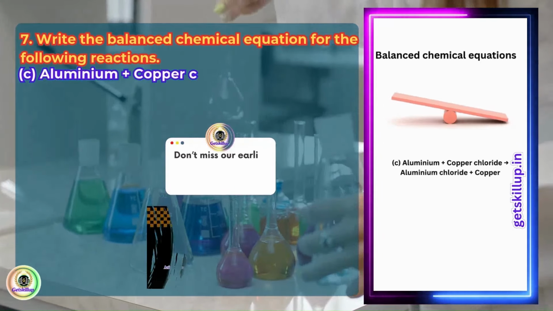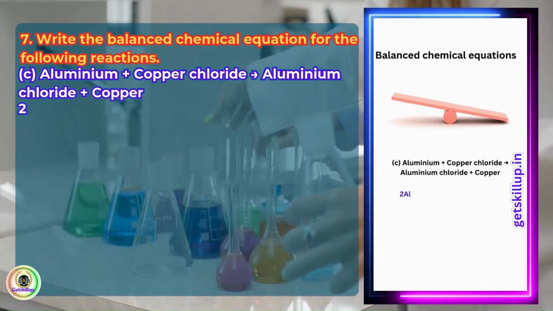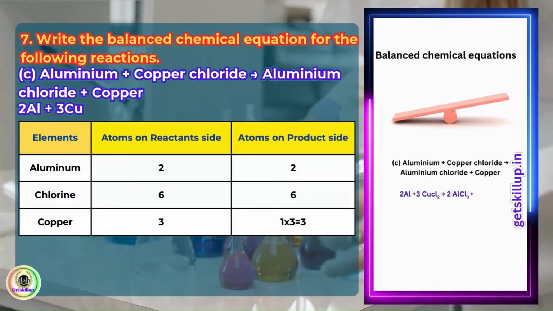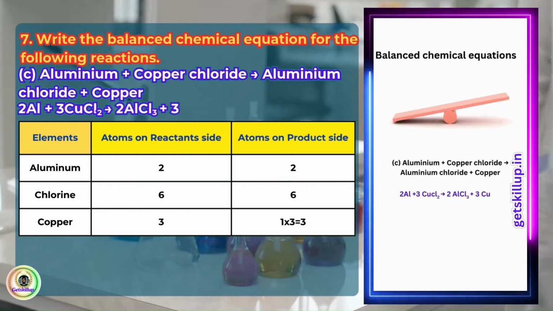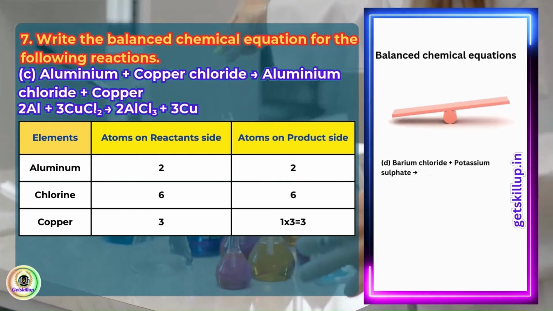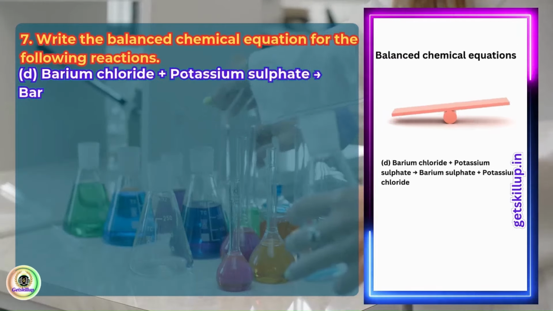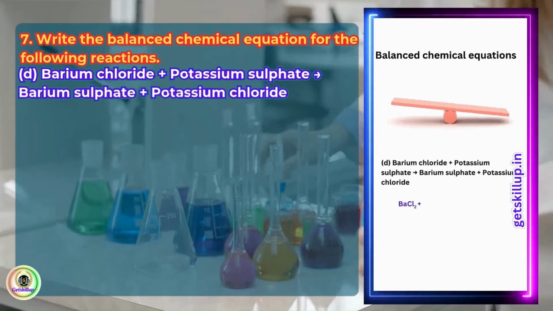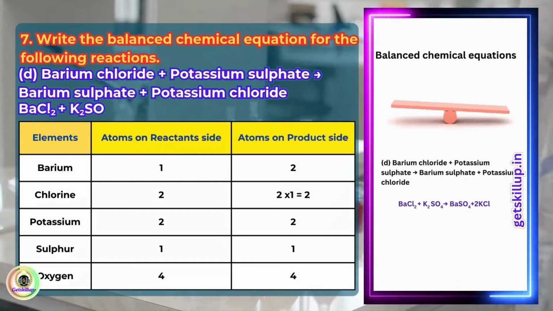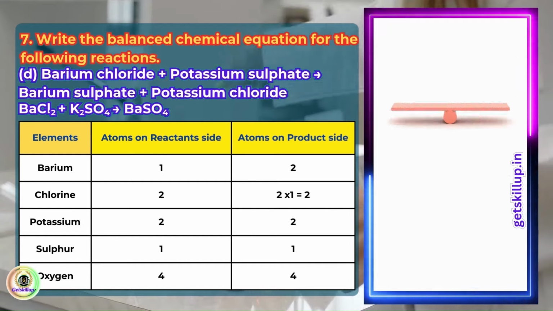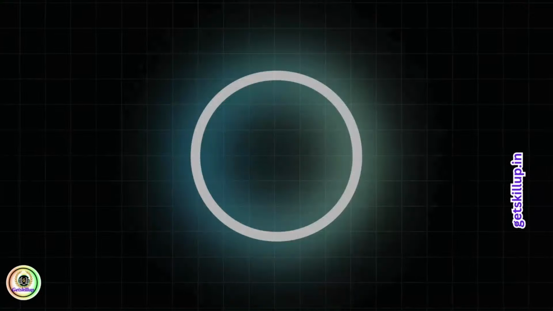C. Aluminium plus copper chloride gives rise to aluminium chloride plus copper. Balanced chemical equation: 2Al plus 3CuCl2 gives rise to 2AlCl3 plus 3Cu. D. Barium chloride plus potassium sulfate gives rise to barium sulfate plus potassium chloride. Balanced chemical equation: BaCl2 plus K2SO4 gives rise to BaSO4 plus 2KCl.